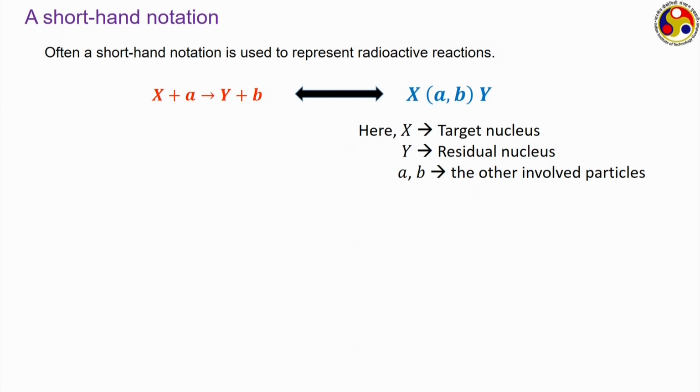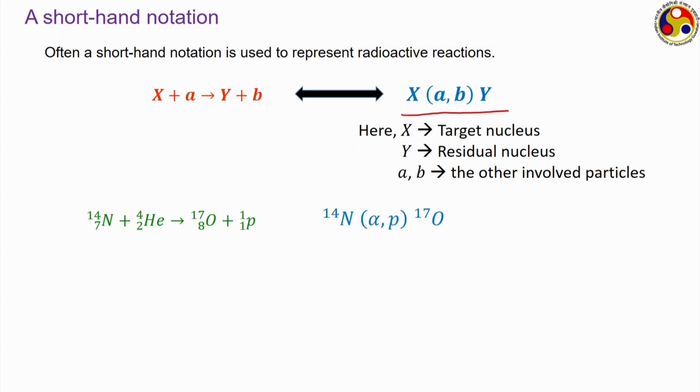Now, a shorthand notation which we often use in this particular field: suppose we have a reaction involving a parent nucleus X which is being struck by some particle small a, leading to the formation of a daughter nucleus Y and also some kind of particle or say energy b. Then we often represent that in a format like this. Here X is the target nucleus or the parent nucleus, Y is the daughter nucleus, and a and b are the other involved particles, which actually can be energy like a gamma photon also.